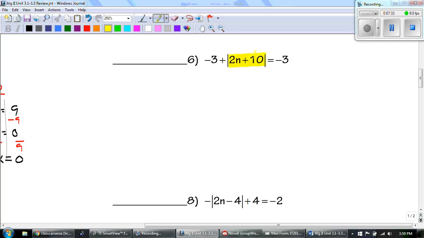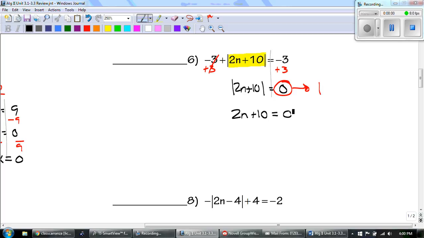Okay, get that absolute value by itself. What do we do? Well, it's a -3, so I have to add 3 to both sides. So the absolute value of 2n plus 10 equals 0. And when it equals 0, there's only one solution. So we have 2n plus 10 equals 0.